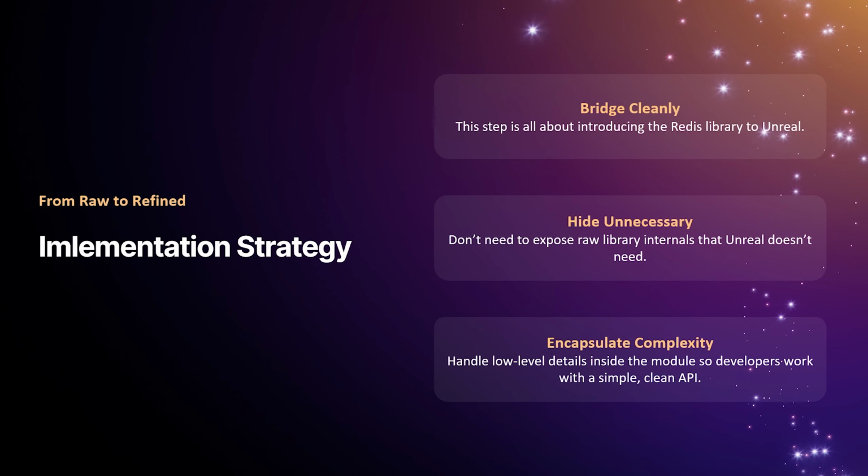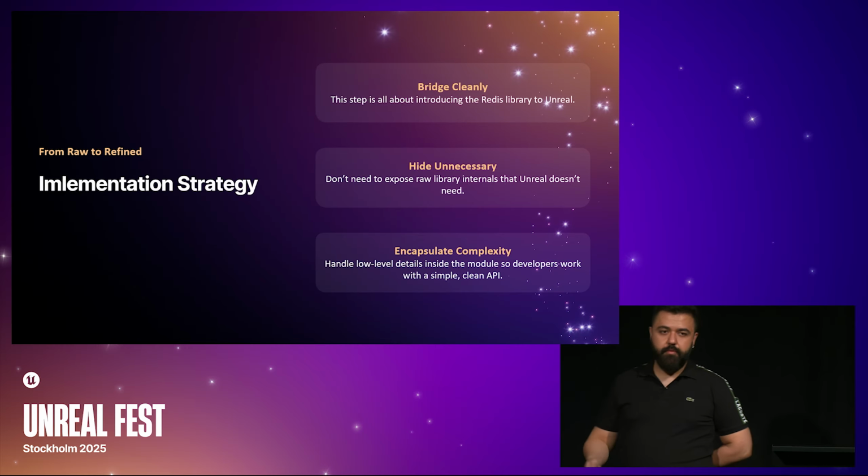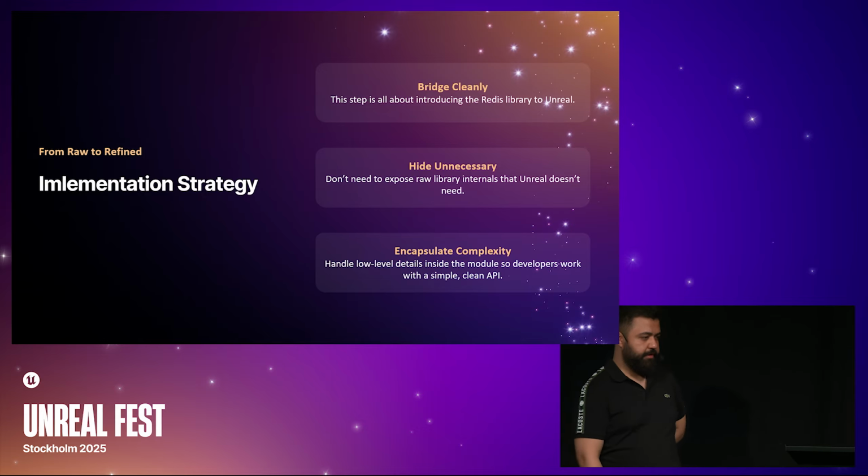We'll inspect our implementation journey in three headlines. First, we'll talk about bridging cleanly. This part will be all about introducing a third-party library, in this case a Redis library, into Unreal Engine. And then we'll talk about hiding the unnecessary. We'll try to expose only what's relevant. And finally, we'll talk about encapsulating the complexity. We'll try to provide a clean and easy-to-use API to the developers.